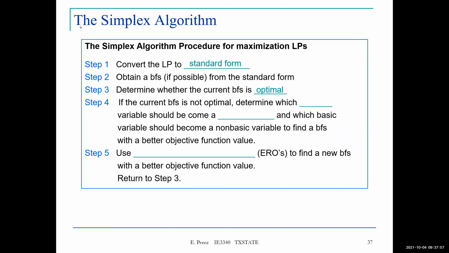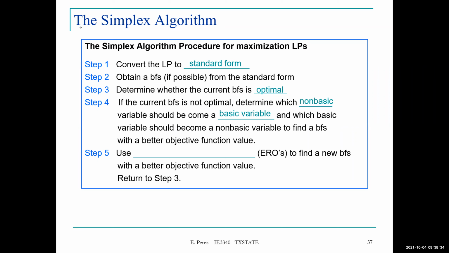So you're most likely going to find a negative coefficient in row 0. If the current basic feasible solution is not optimal, determine which non-basic variable should become a basic variable, and which basic variable should become a non-basic variable, to find a basic feasible solution with a better objective function value. So we decide from the non-basic which one is going to become a basic variable. We're looking at the highest negative coefficient in row 0. So that's how we know, okay, this one has a negative coefficient that is higher, so that will become a basic variable.